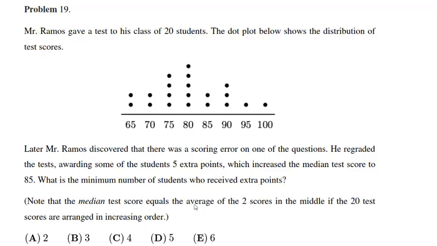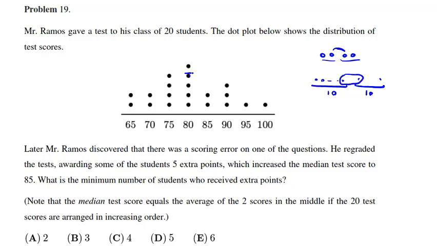Note that the median test score equals the average of the two scores in the middle if the 20 students' scores are arranged in increasing order. So here, let's consider the median now. We say 1, 2, 3, 4, 5, 6, 7, 8, 9, 10, and okay, so suppose that, for example, we have 4. Then 2 here, 2 here, the 2nd and 3rd, the average is the median. When we have 20, you consider 10 here, 10 here, the 10th and 11th, the average of them is the median.